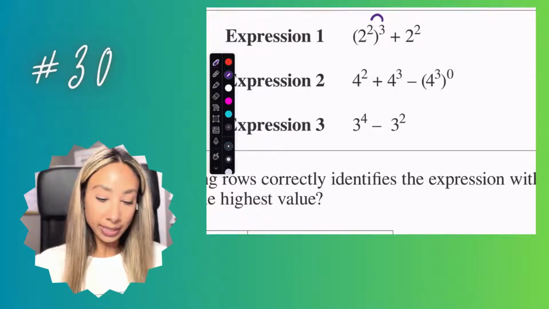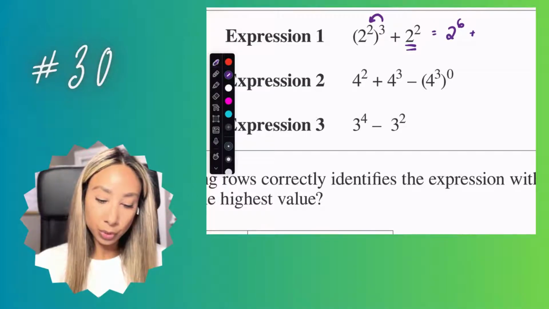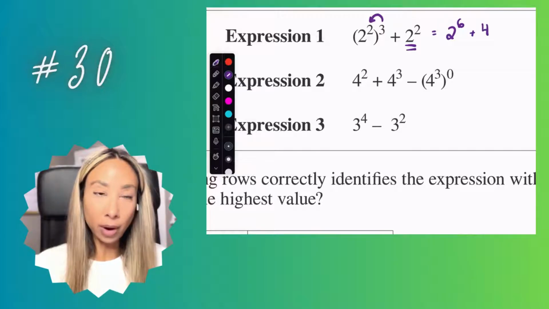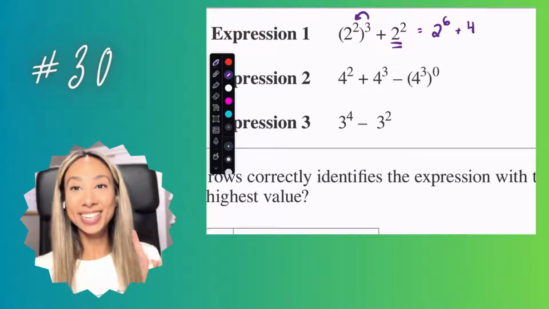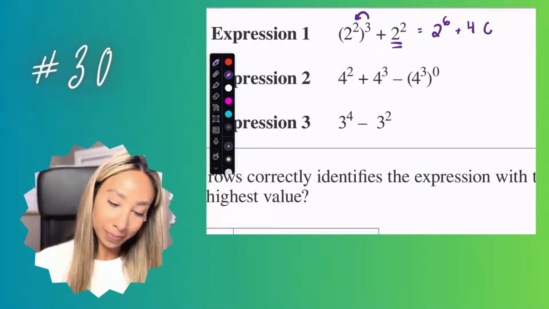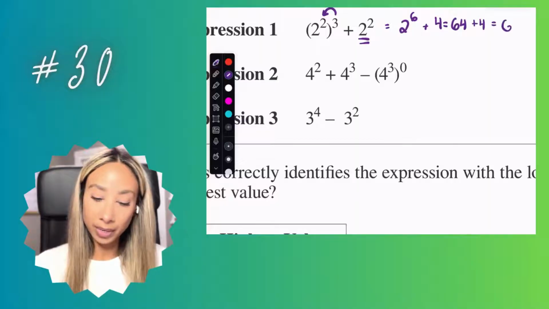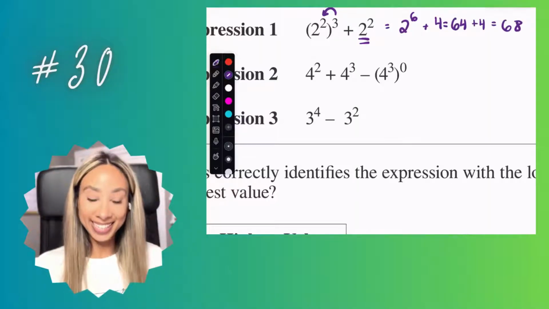So 3 to the power of 2 really is saying we've got 2 to the power of 6 plus 2 to the power of 2. Well, that's going to be 4. 2 to the power of 6 is 2 times 2 times 2 times 2 times 2 times 2. So that's going to be 64 plus 4. That altogether is going to give me 68. Okay, let's look at the next one.